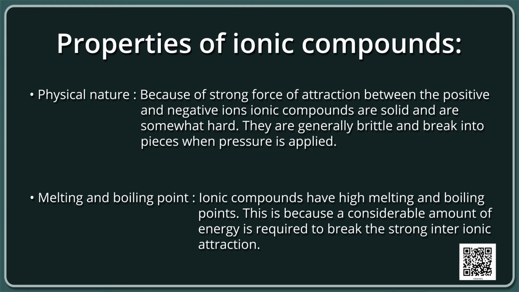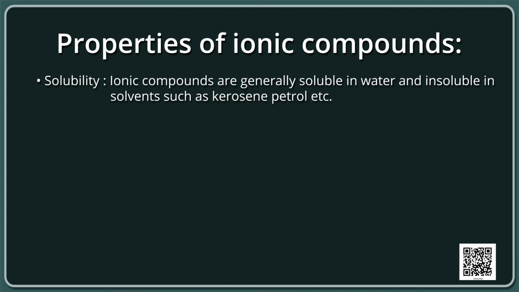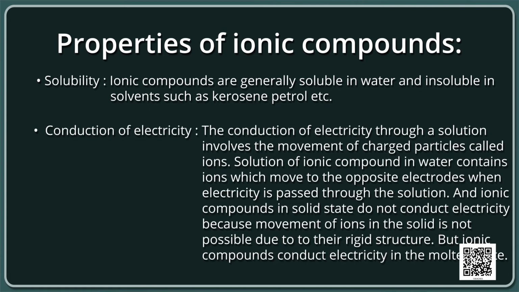So, metals have positive charge because they lose electrons, and non-metals have negative charge because they gain electrons from other atoms. The compounds formed by the transfer of electrons from a metal to a non-metal are known as electrovalent compounds. For example, sodium chloride and magnesium chloride. Let's see some properties of ionic compounds.